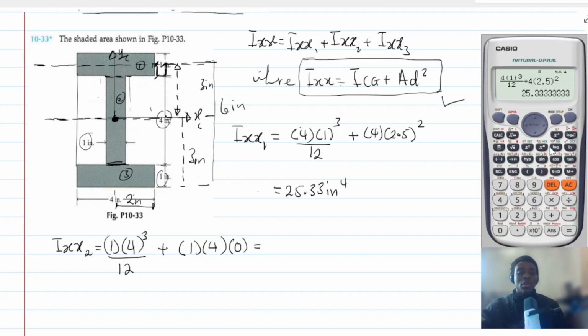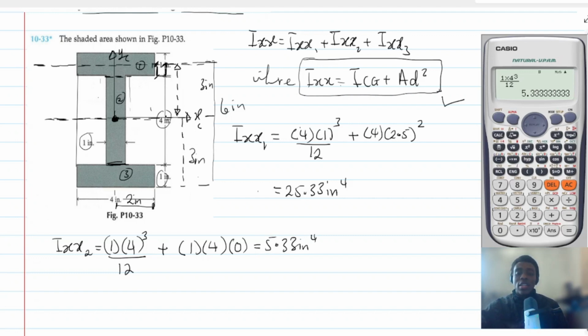That's all. I hope the concept is clear. All right. So then for this one, it's just going to be 1 times 4, so 1 times 4 to the power 3. Then you divide here by 12. And that's all. And that is 5.333 inch to the power 4.